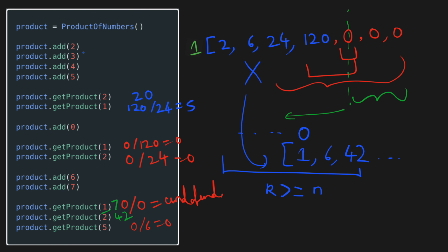And now the time complexity of add is O(1) and getProduct is also O(1). And in terms of space complexity, it will be O(n), where n is the number of elements added to the array. Now let's jump into the code part.